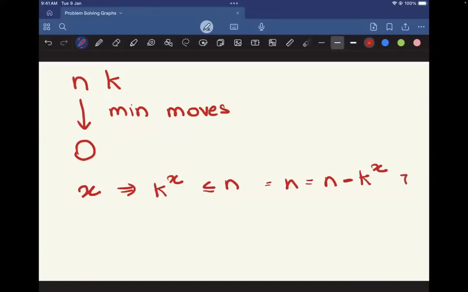This will be one move. Then we keep doing this again and again till n becomes 0. Correct? This should be our greedy strategy. This should work, right? Okay. But guys, there is a small issue.